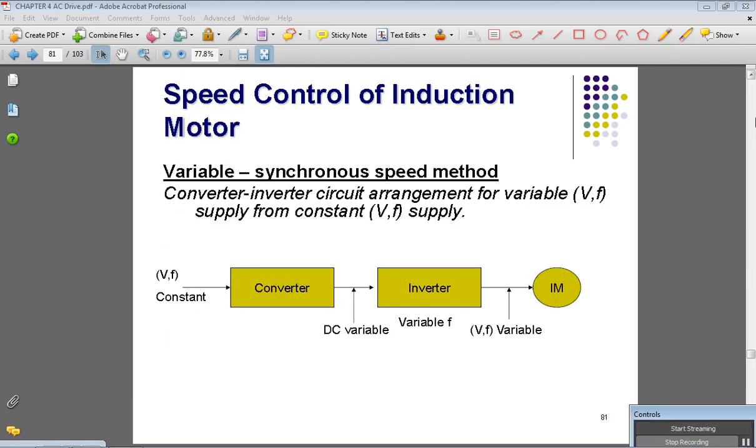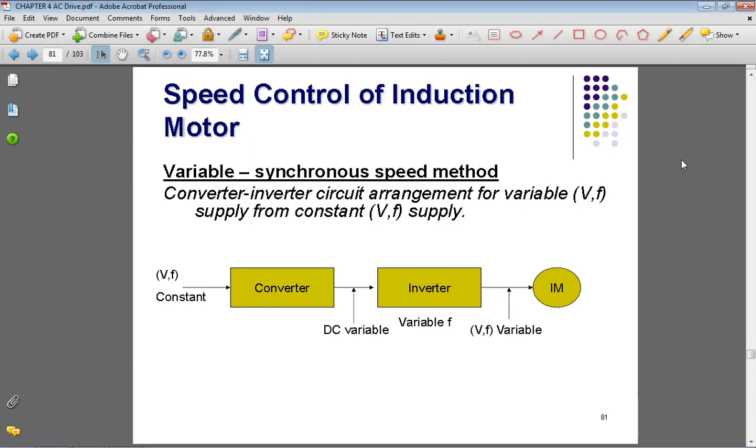So in this figure, you can see the standard circuit arrangement of a converter-inverter circuit. The converter in this figure represents the rectifier circuit. The supply from TNB basically has a fixed voltage level, so for 3-phase it is 400 volt at 50 Hz frequency. Then it will be converted to variable DC voltage.